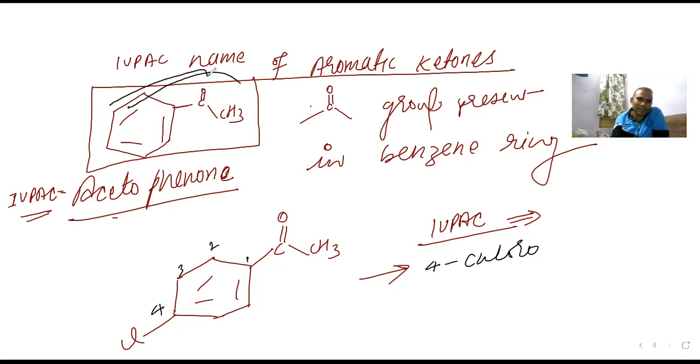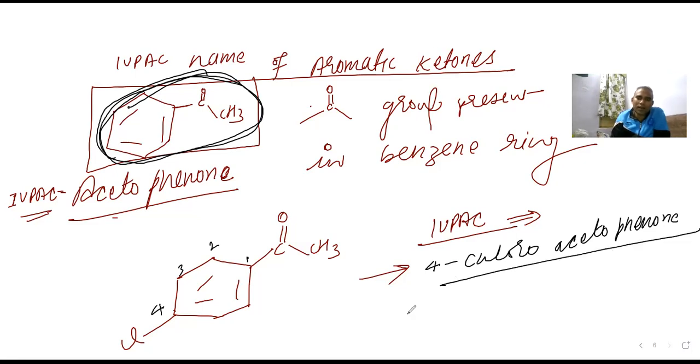4-chlorobenzene. See this group name, the total group name: acetophenone, 4-chloro, 1 acetophenone. No need to write the 1. 4-chloroacetophenone. Now tell me the common name.